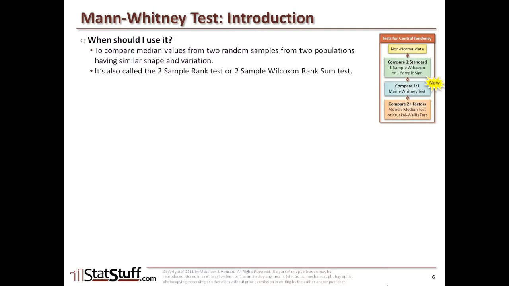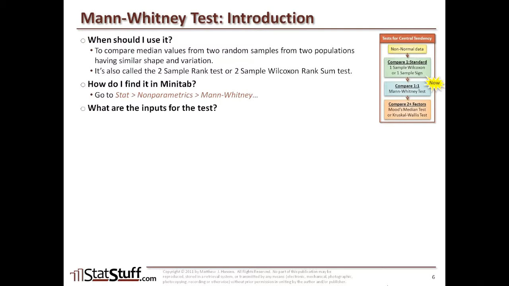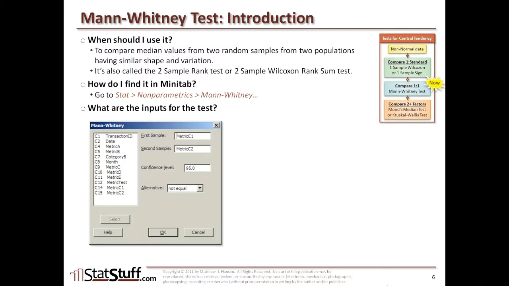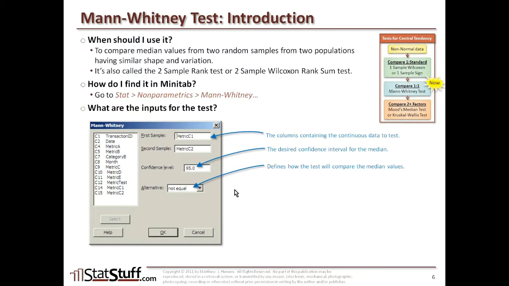This type of test is also referred to as the two-sample rank test, or the two-sample Wilcoxon rank sum test. So how are you going to find this within Minitab? Well, you go to Stat, Non-Parametrics, and then choose Mann-Whitney. And this is the kind of input that you'll see for the dialog box that appears from within Minitab. In here, you're going to first select the columns that contain the continuous data you're going to be testing. So you're going to have them set up across two different columns, and you're comparing them one-to-one. You're also going to select the desired confidence interval for the median, and you also want to define how the test is going to be compared with the median values for identifying your alternative hypothesis.